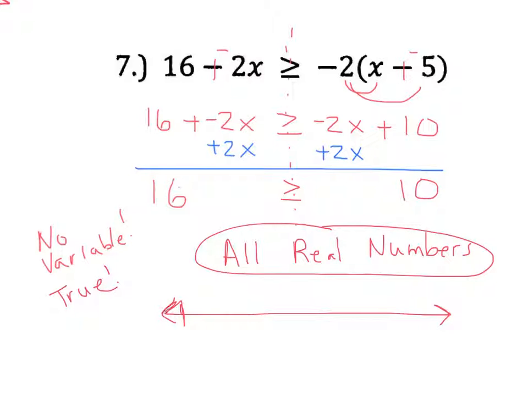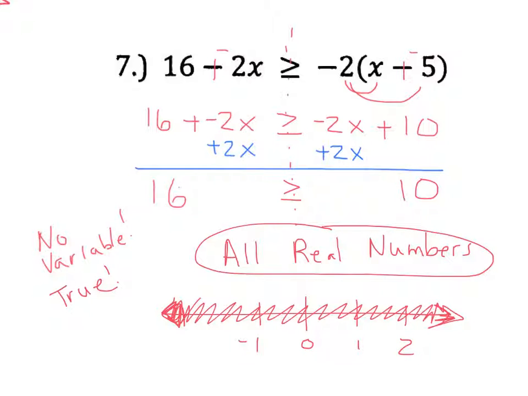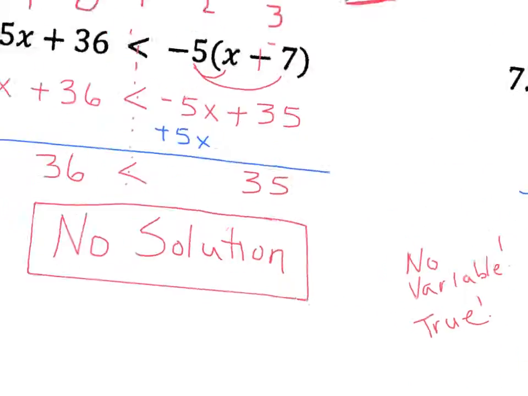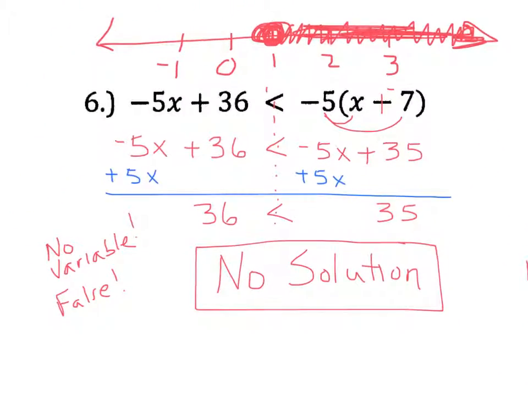So the whole entire graph, both directions, gets colored. The whole graph gets colored. Every single number. You can put any number on here you want. 0, 1, 2, any number. You're coloring it all. Because no matter what number you pick, if you plug it into the original problem, it's going to work. Versus over here, no matter what you pick, it's not going to work. So notice we didn't graph anything.